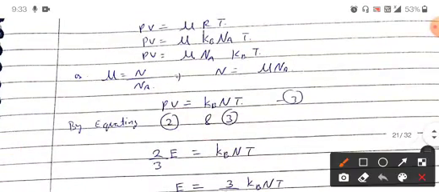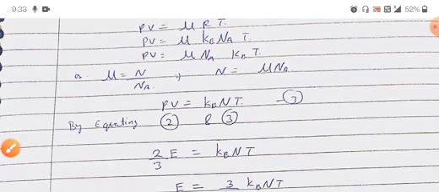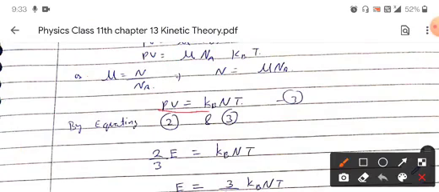Now we know that mu is equal to N upon Na, where N is the total number of molecules and Na is the number of molecules in a mole, the Avogadro's constant, that is 6.022 into 10 raised to power 23. That means capital N will be equal to mu Na. So here we put the value of mu Na as capital N. Then this equation will become PV is equal to KB N T.